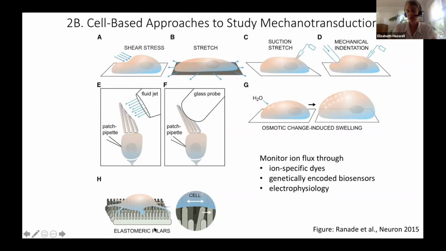And then there are even ways to grow animal cells on little pillars, where you can move the pillars with respect to each other and get very tiny changes in substrate mechanics, and then monitor how that affects mechanosensitive ion channels embedded in the membrane. So you can use ion-specific dyes, genetically encoded biosensors for, say, calcium, or electrophysiology to monitor ion flux in response to all of these types of stimuli.